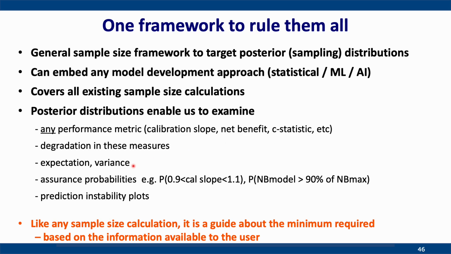We can look at expected values or variability, and really the heart of the paper, we can look at assurance probabilities: the probability that when you develop a model it will lead to a calibration slope that's close to 1, that it will lead to a net benefit that's at least 90% of the maximum that we could obtain based on the reference model. We can do nice plots such as prediction and instability plots.